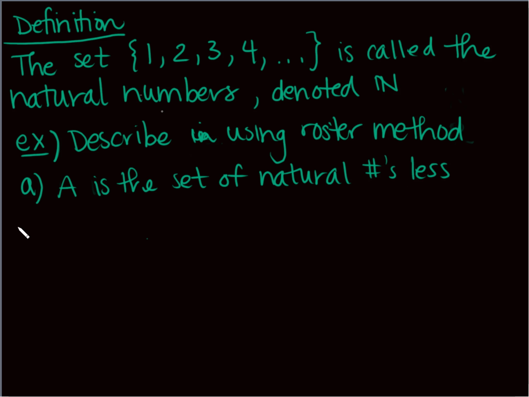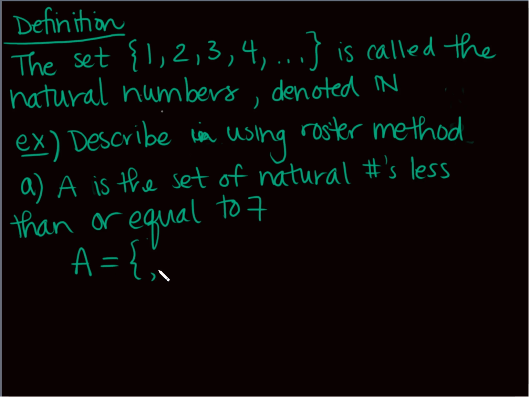Less than or equal to 7. Okay, so how would I write that? So if I think about the natural numbers, what are the natural numbers that are less than or equal to 7? Well, 1 is less than or equal to 7, 2, 3. These are just the counting numbers, remember, 5, 6, 7.